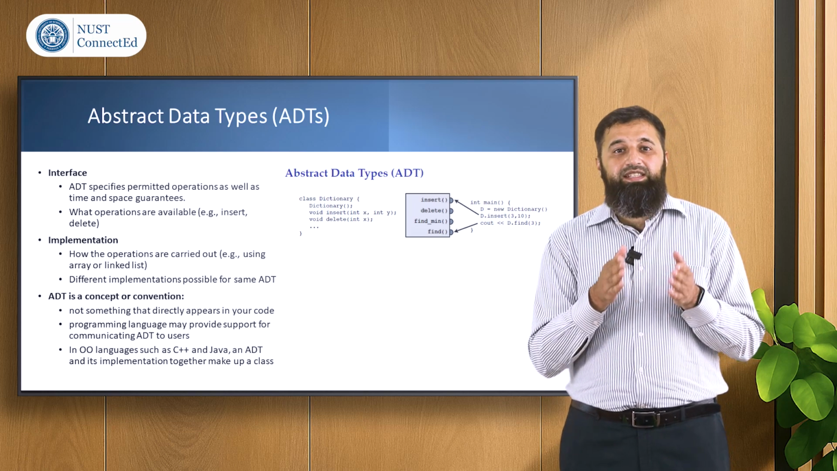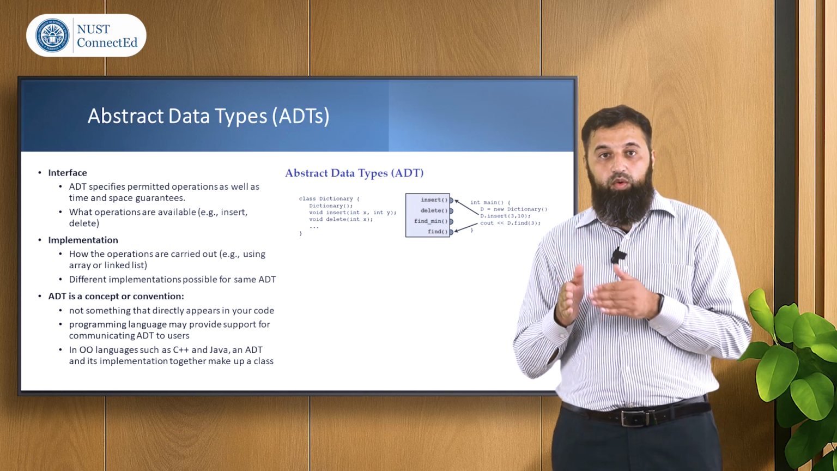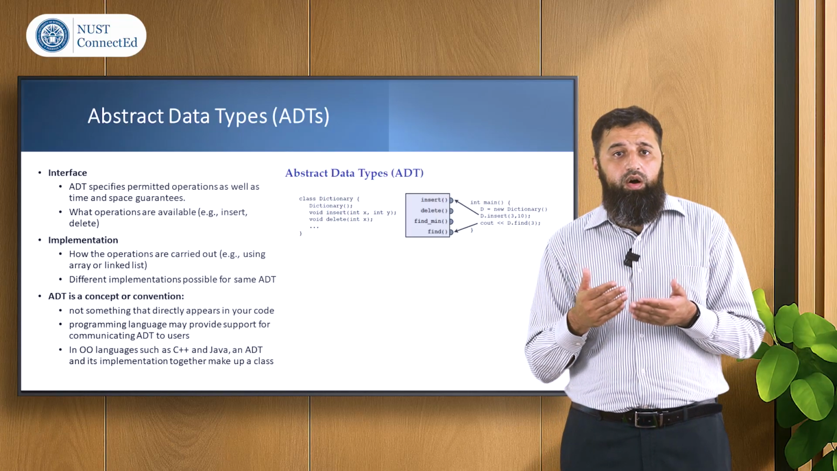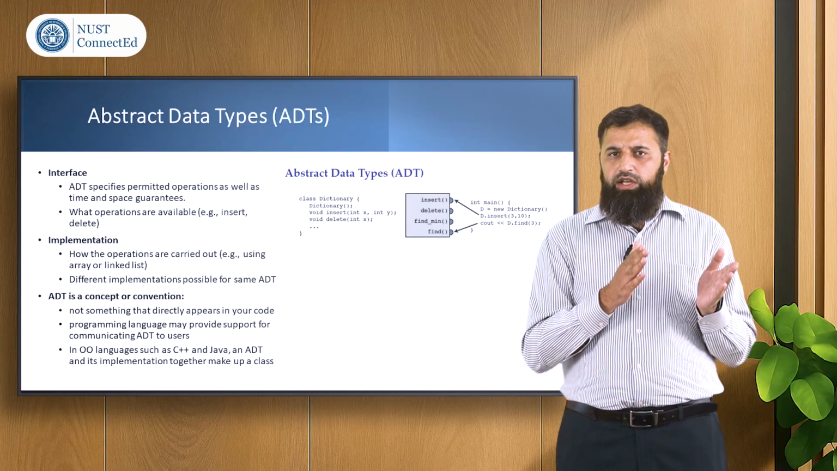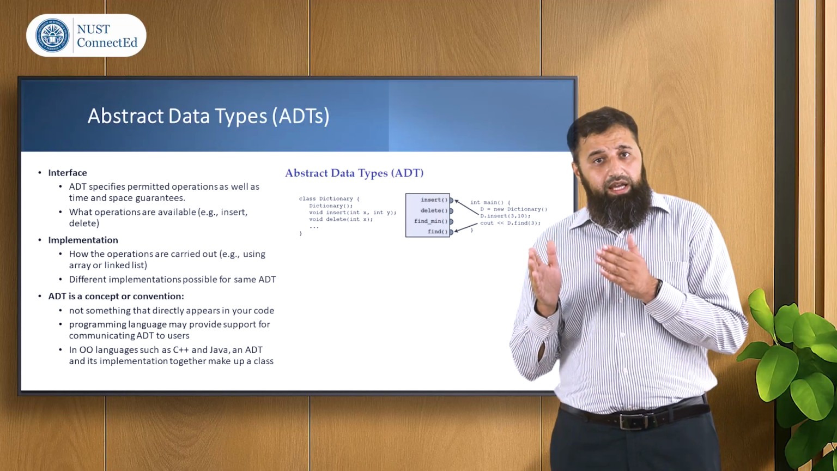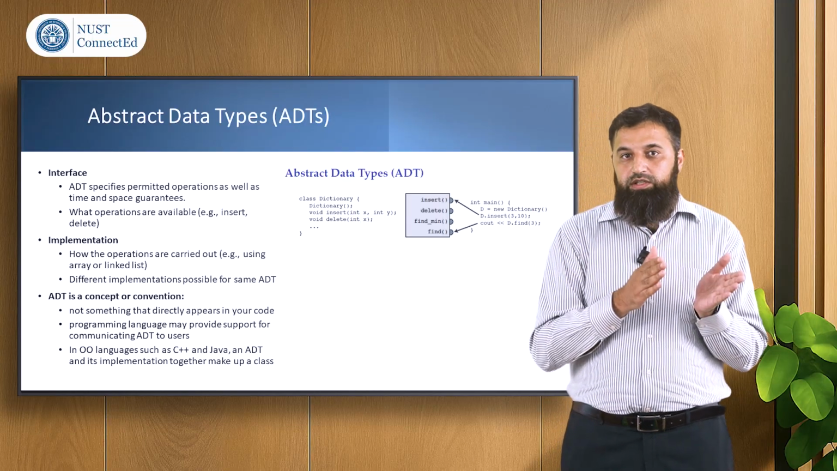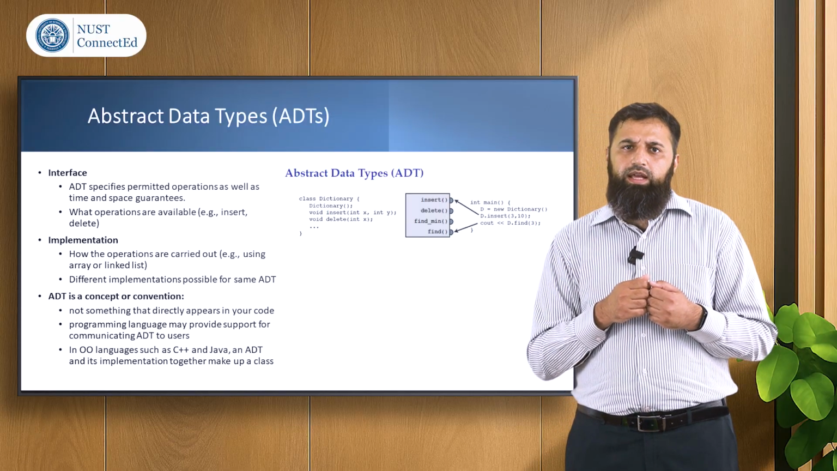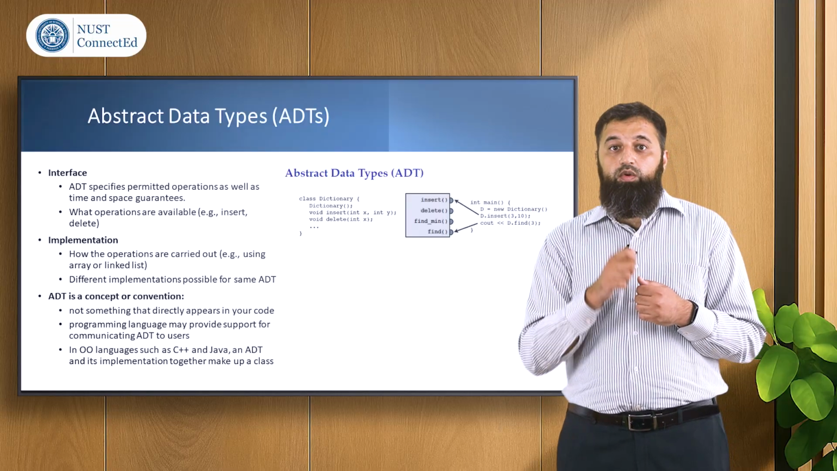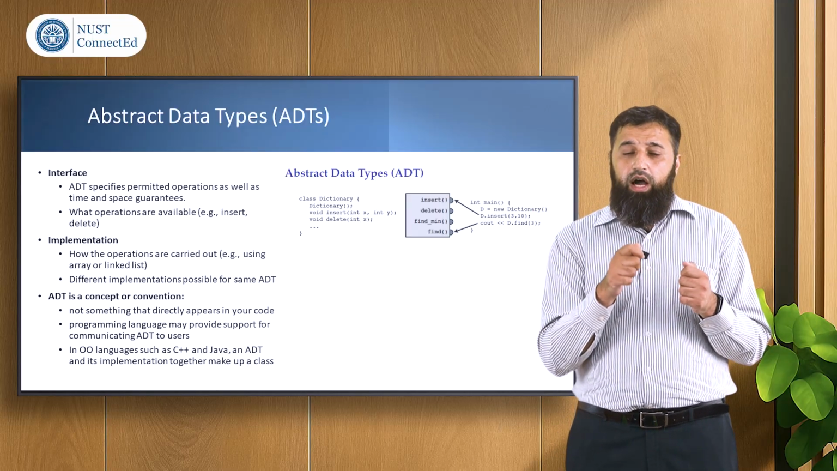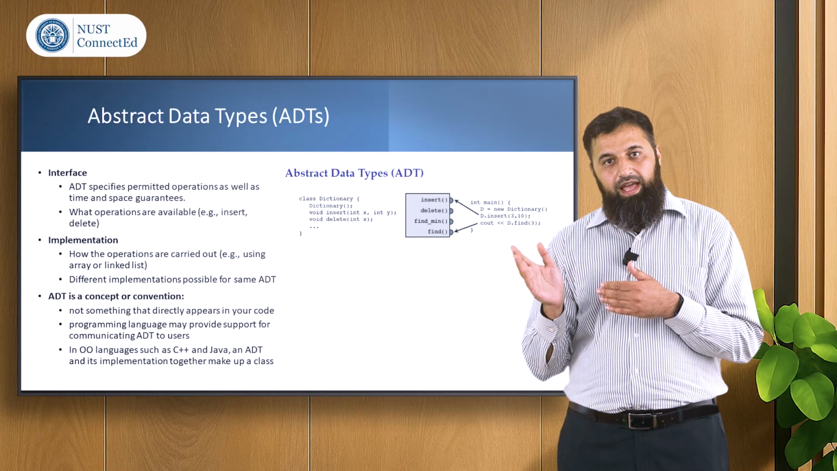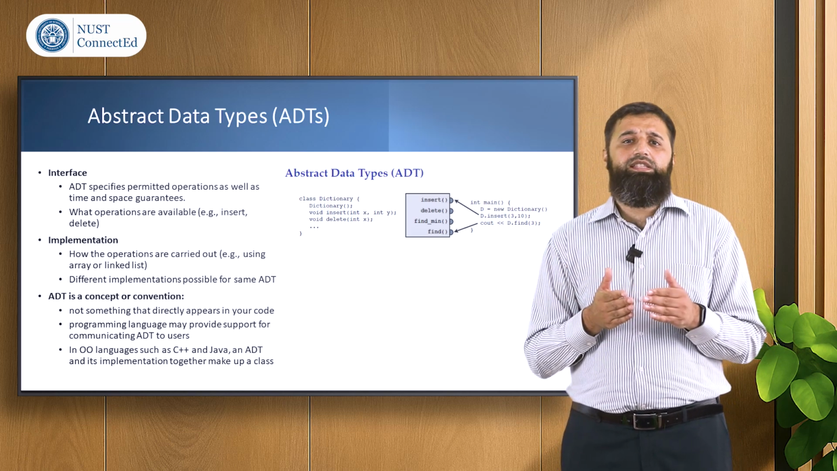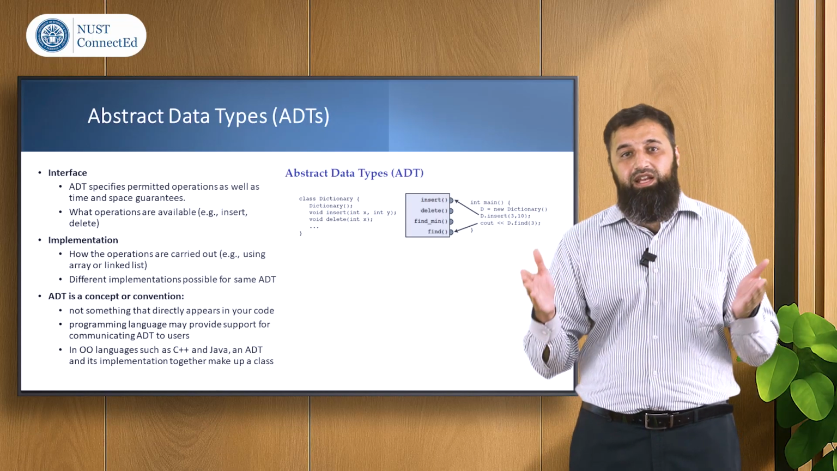Implementation. This is how those operations are carried out. For example, a stack can be implemented using an array or a linked list. Both implementations meet the stack interface, but one may be faster or more memory efficient, depending on the use case. This separation is powerful. You can change the implementation without affecting the interface, and therefore without breaking the rest of the program.